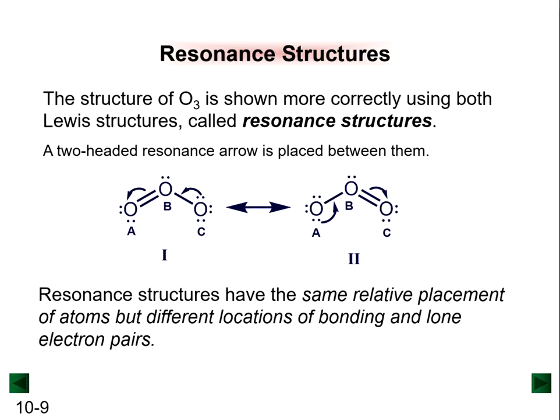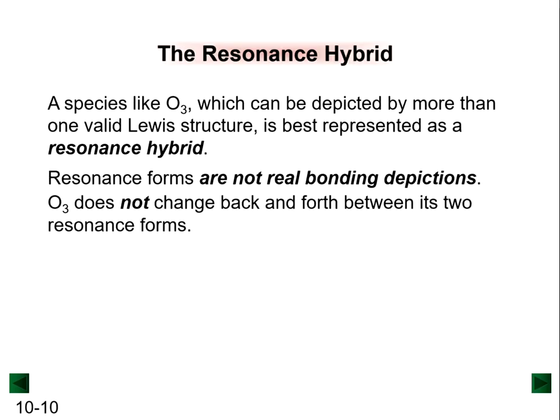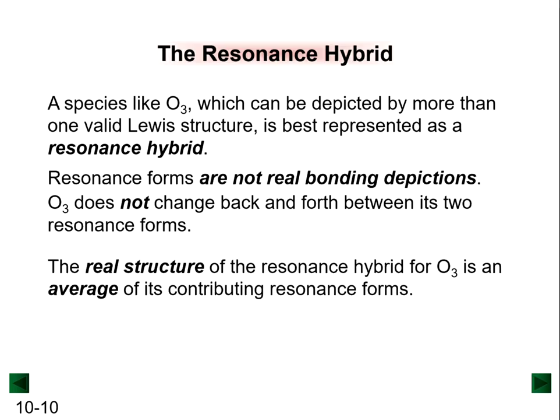So resonance structures have the same relative placement of atoms, but simply have different locations of the bonding and the lone pair electrons. We'll do some examples of that later on. Now, the species that we produce with a hybrid structure, like ozone, which are predicted by more than one valid Lewis structure, is best represented as a resonance hybrid. That's the term we use.